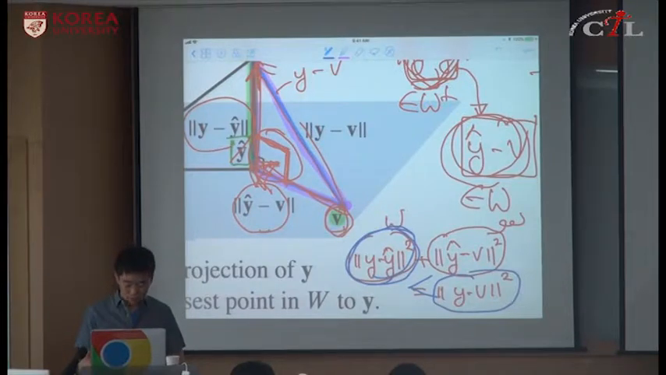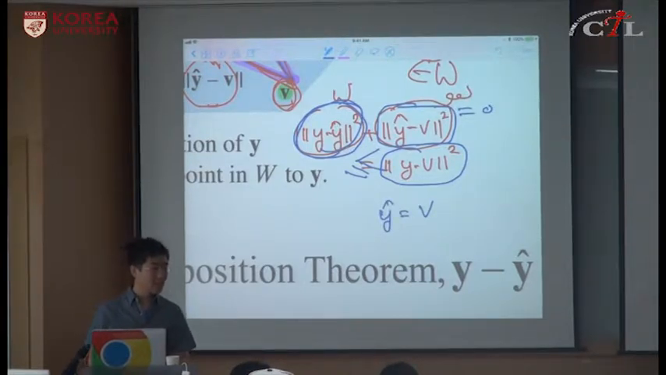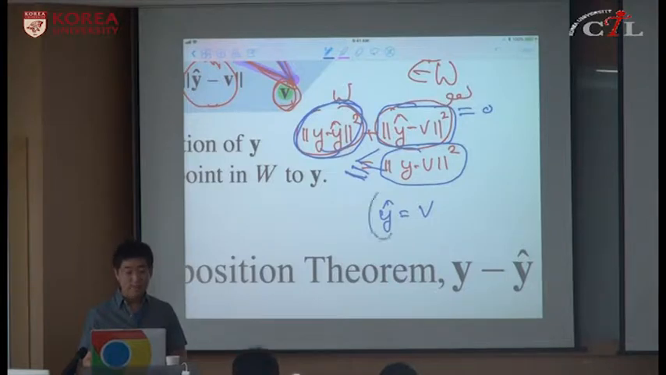Okay, but then when do we achieve this equality? That's when this removed part is 0. Okay, so in that case, y hat should be equal to v, right? Which means that if we choose v as y hat, then we can achieve this equality. But it's nothing but choosing the same vector in the place of v, right?